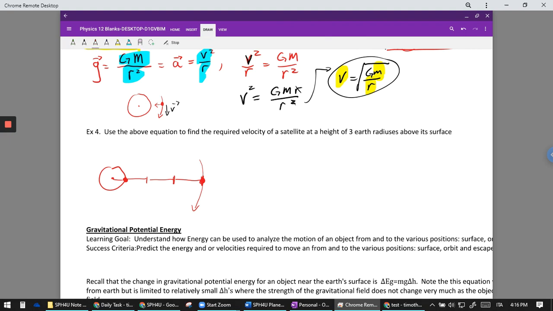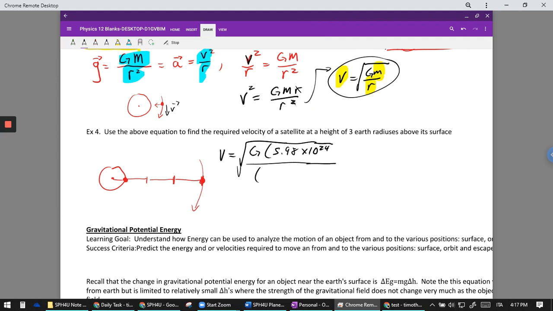And so let's go ahead and plug this in here. The velocity that I need is equal to the square root of G times M over how far I am from the central object. But the M is equal to Earth's mass, all right? And the Earth's mass, if I remember correctly, is 5.98 times 10 to the 24 kilograms.